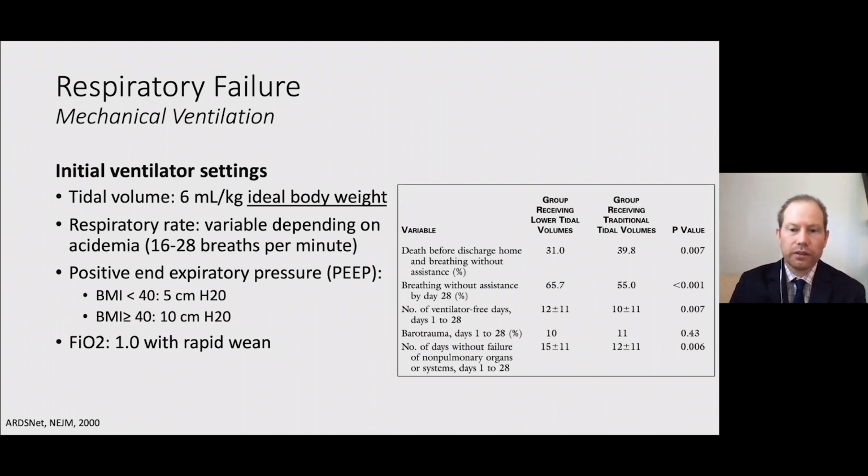The initial ventilator settings for patients with ARDS in general, including COVID-19, should be 6 mLs per kilo ideal body weight. That ideal body weight is based on patient's height. And then the respiratory rate depends a little bit on the severity of the patient's acidosis when they're intubated, but generally in the 16 to 28 breaths per minute range.